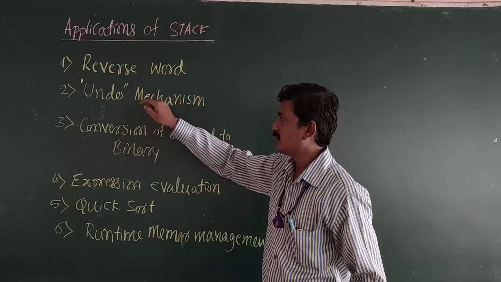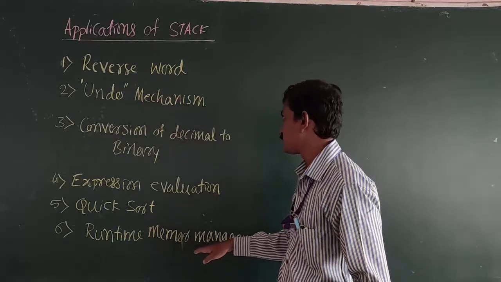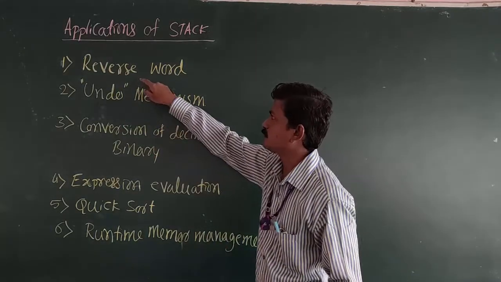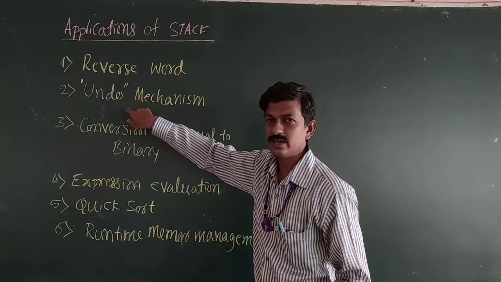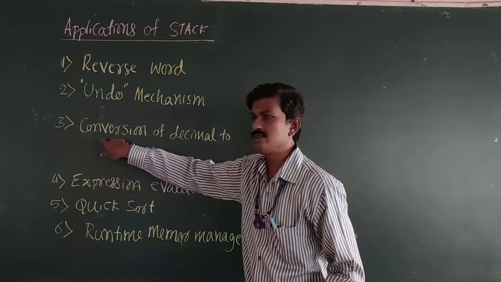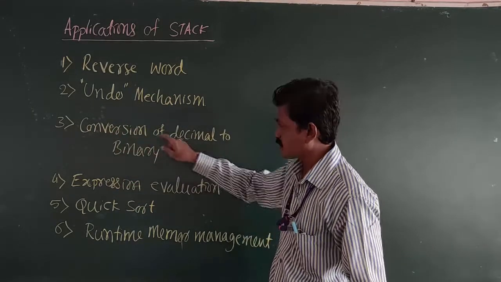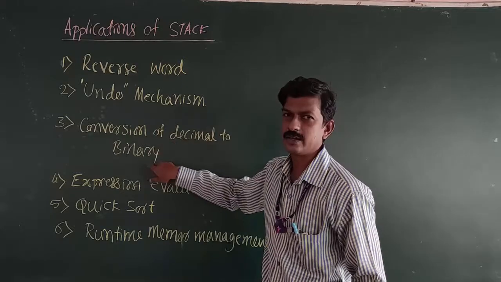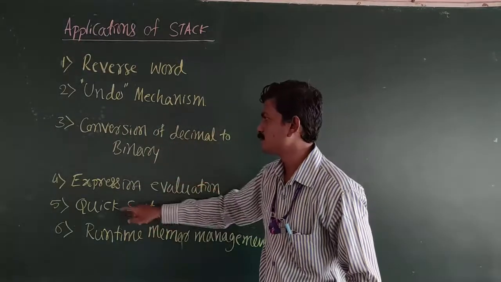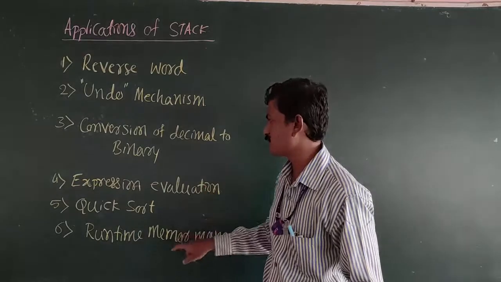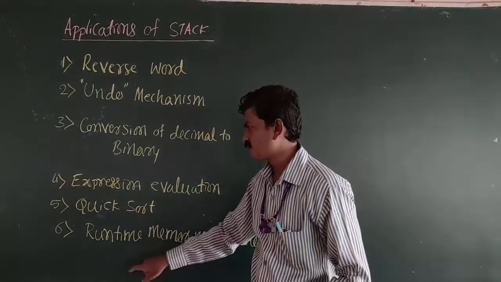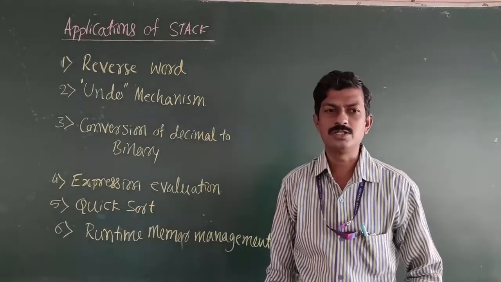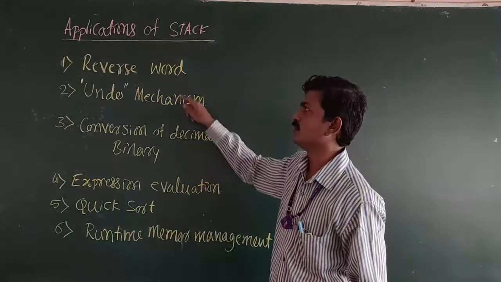I am going to describe all those things. First one is reverse word, second one is undo mechanism, third one is conversion of decimal number to binary number, fourth one is expression evaluation, fifth one is quick sort, sixth one is runtime memory management. Now we are going to discuss these in detail.